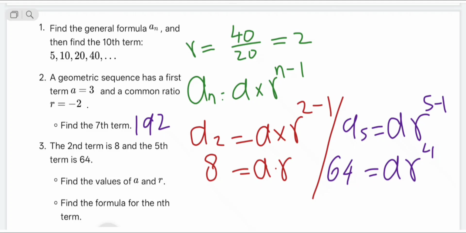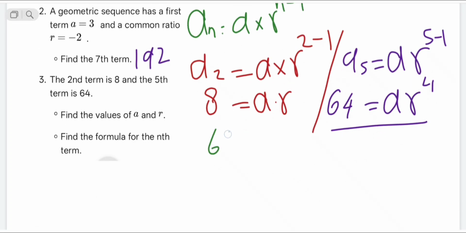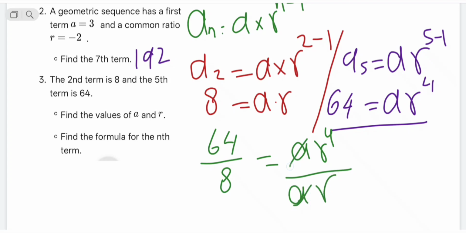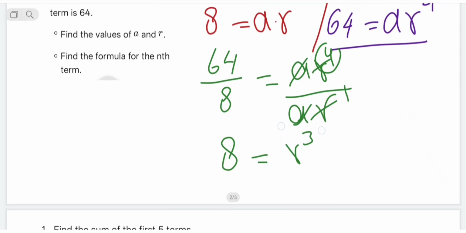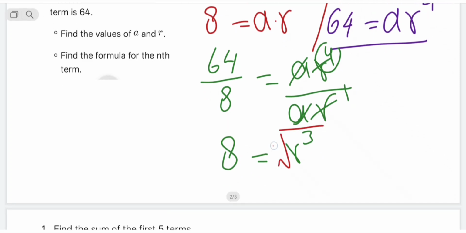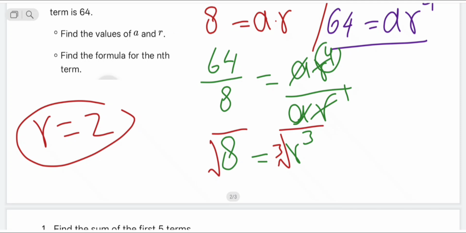Okay, now what will we do? We will divide this term by this term. So we will divide 64 by 8, and on the other side a r power 4 divided by a r. The a cancels. 64 divided by 8 is equal to 8, and r power 3, because this is 4 times, this is 1 time, 4 minus 1 is equal to 3. So now we will cancel the cube. We will take the cube root of both sides. So r equals the cube root of 8, which equals 2. So this is our r.